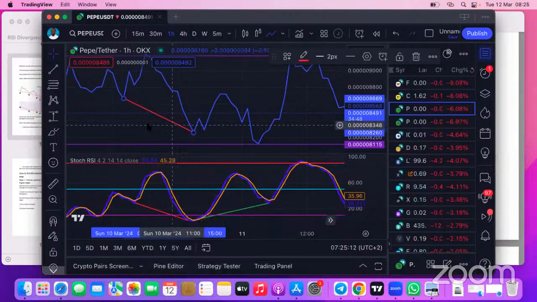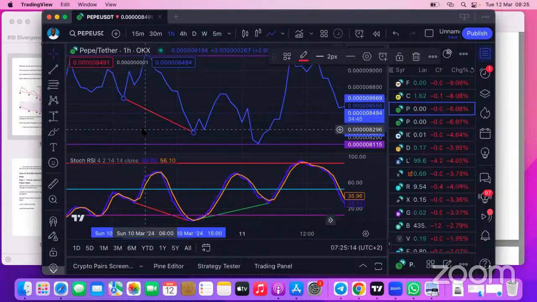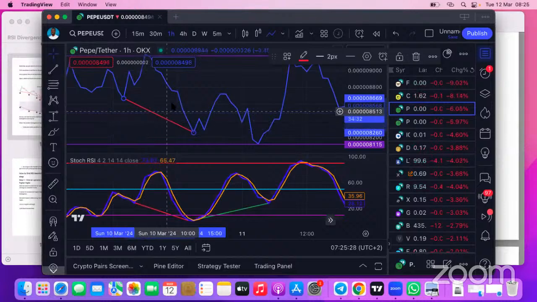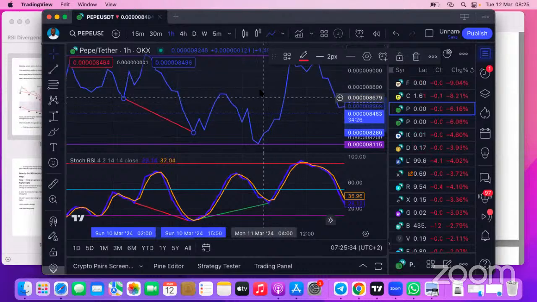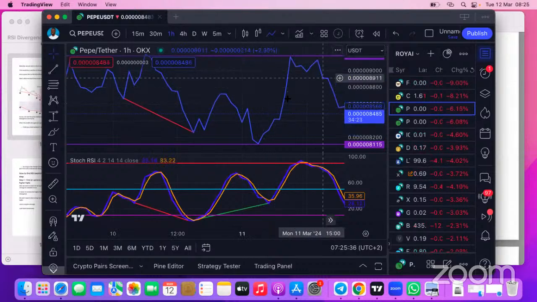Someone says my screen is not visible. Is my screen visible? I'm not maximizing it. Is my screen visible? Okay. Is my presentation clear? Because someone said my presentation is not clear.